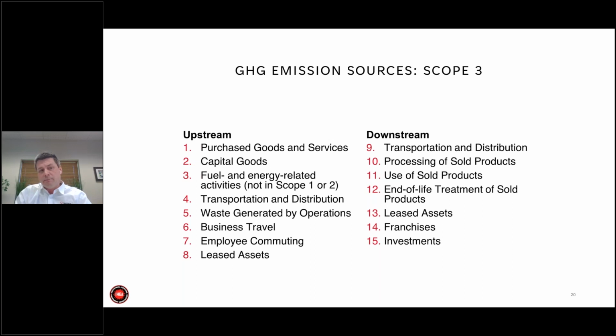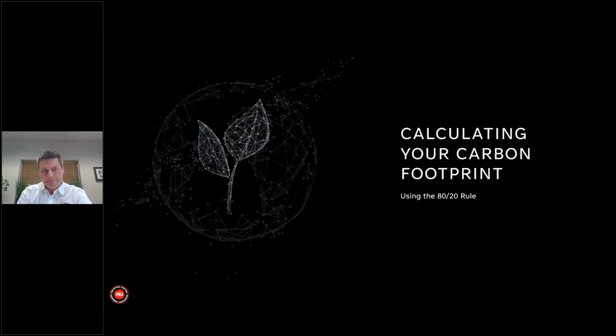The ones I think are really important here are waste generated by operations, transportation and distribution, and the use of your sold products. Because depending on your process, you might be using an inefficient process, or you might be using a process that adds value to something that allows carbon reductions downstream, and you have to take account of that in your carbon footprint. That's a minus. That helps you get closer to net zero by understanding how your products are used and what the alternatives are. So let's talk about calculating your carbon footprint.